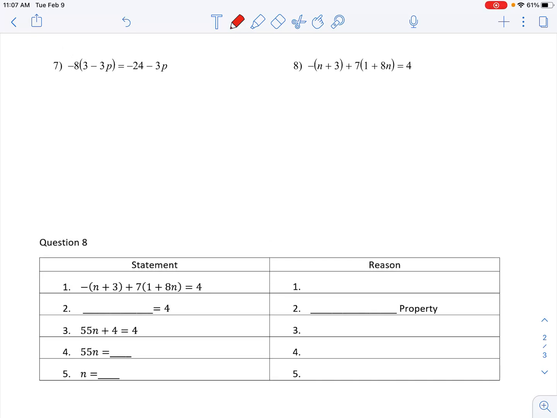Okay, 7 and 8 here. Again, we do not need to justify. They asked us just to solve. So let's drop that line down the middle. I get parentheses on the left. I start off there with using my distributive property. Watch your signs as you distribute.